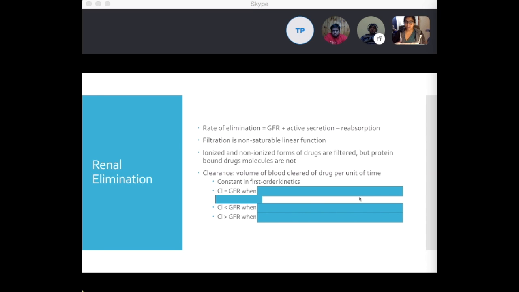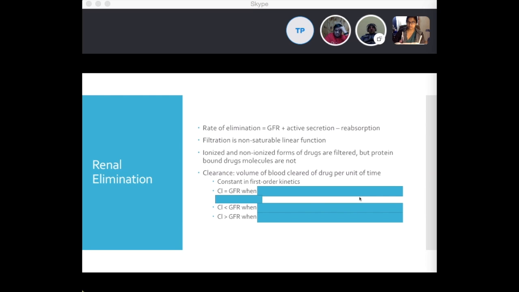So then we have clearance, and clearance is the volume of blood that is cleared of the drug per unit time. A little weirdly worded, but the amount of blood that's cleaned of your drug. And this is constant in first order kinetics. So a little comparison between clearance and the glomerular filtration rate. When these two are equal, what does that mean is happening to the drug?